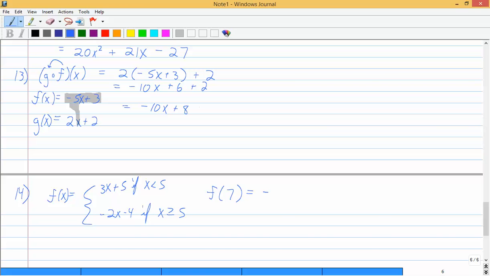So that's negative 2 times 7 minus 4, or negative 14 minus 4, which is negative 18. So don't plug the 7 into both equations. Just plug it into the one whose condition it meets.